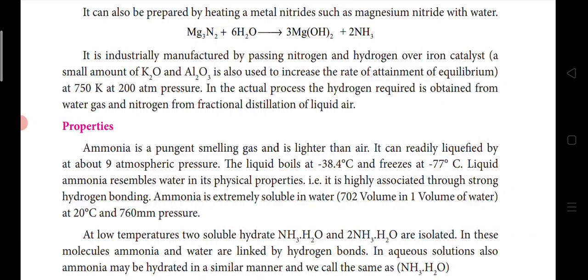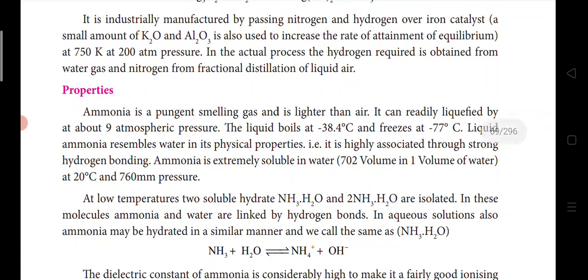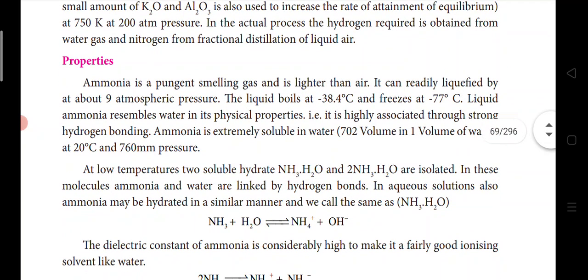Liquid ammonia resembles water in its physical properties. So if you see, it resembles water, but the smell is different. It has a strong pungent smell, and it is also lighter than air. That is, it is highly associated through strong hydrogen bonding. So that is why they say it resembles water in physical properties.